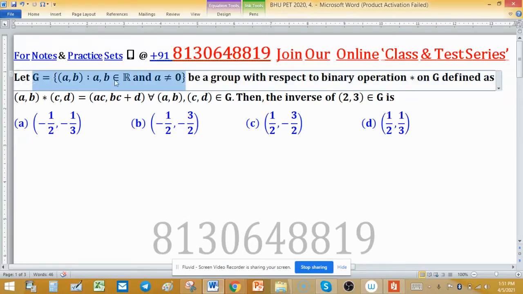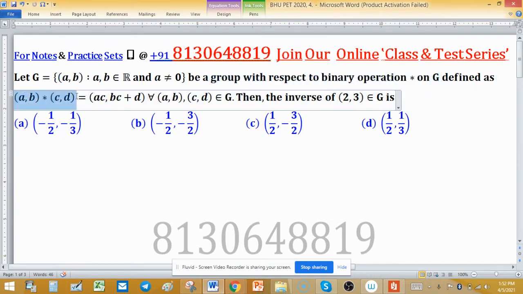Let G be a set. In this set, (a, b) where a and b are real numbers and a is not equal to 0, meaning an ordered pair in which the first element is non-zero, be a group with respect to a binary operation star on G. Define it as follows: if we take two elements, two ordered pairs, then they combine by this method.